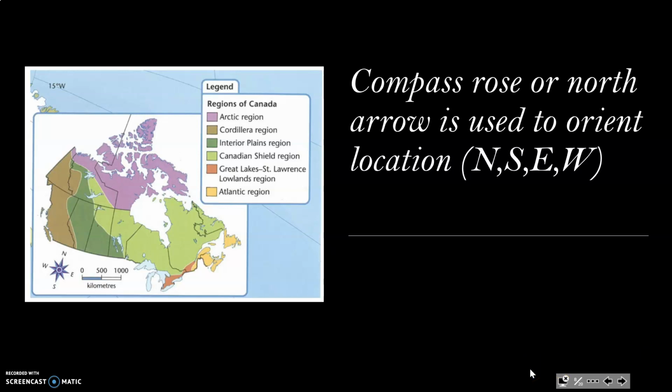Next on our notes, we have compass rose. So compass rose, or a north arrow, is used to orient location. So sometimes when we're looking at a map, we need to know which way is north, which way is west. So we're going to have either a compass rose or a north arrow. So looking at this map of Canada, we have a compass rose, and if you notice, north is slightly tilted towards the right. We also have a scale. And we also up here have a legend or a key telling us what each of those colors on the map represents.